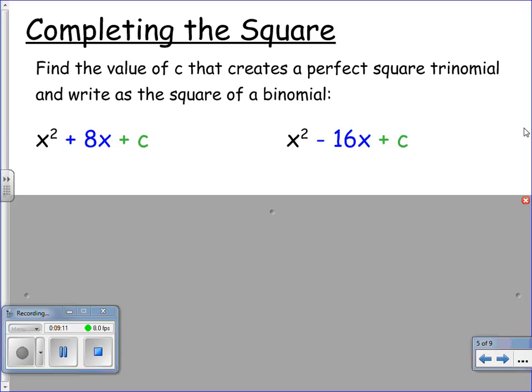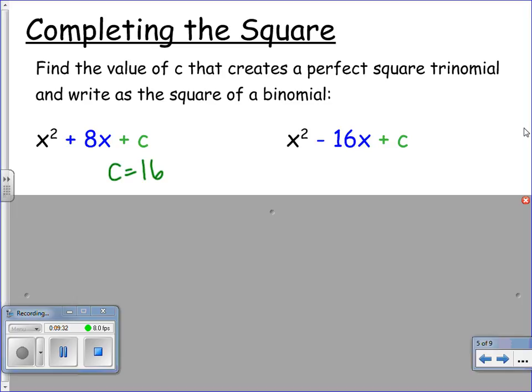Any brave souls out there that think they might know the number that completes the square of this trinomial, and then you can explain how you got it? Jackson? 16. Why do you say that C is equal to 16? Because 4 plus 4 is 8, and 4 times 4 is 16.